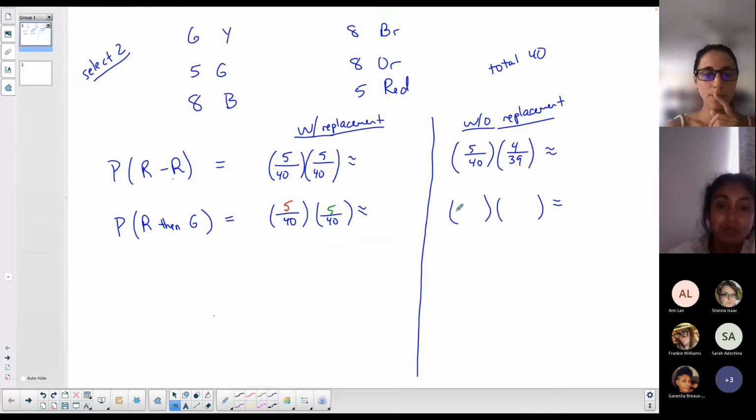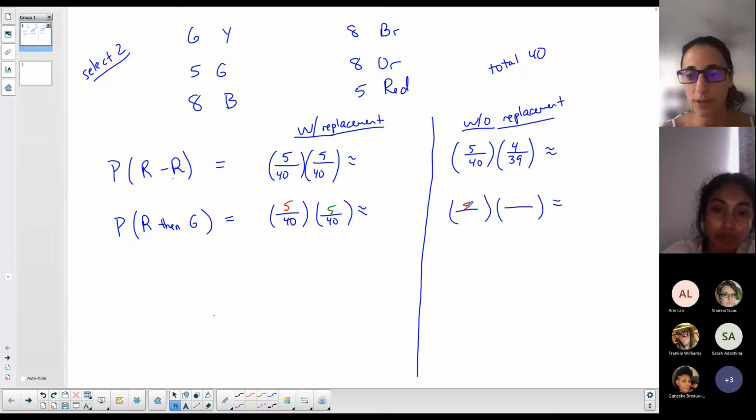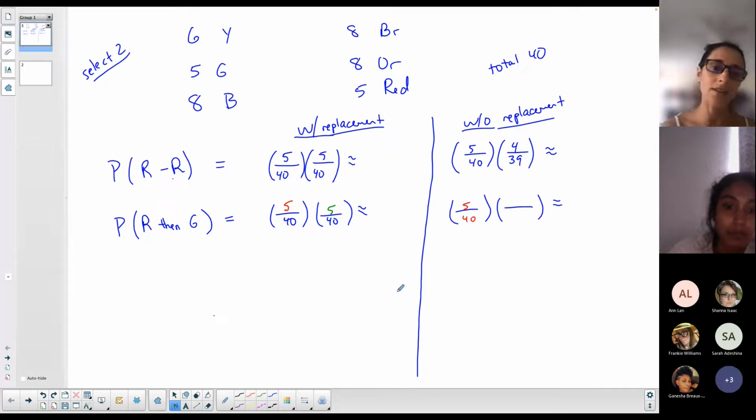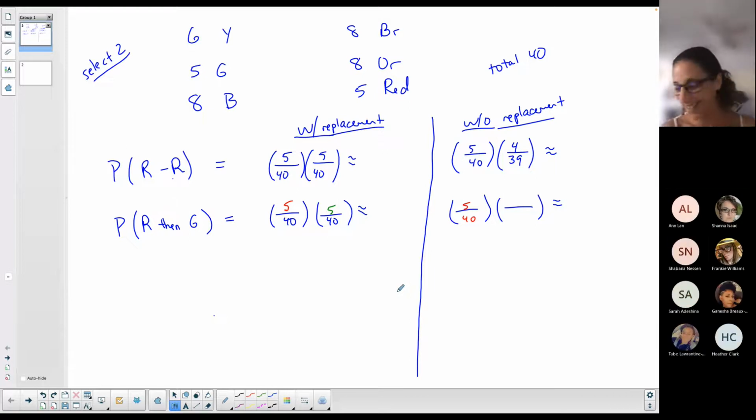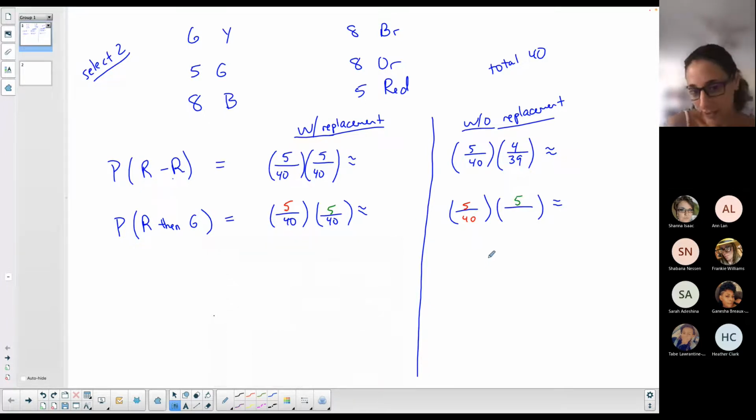Okay, let's go to without replacement. For my first selection, without replacement, I want red. So we already know 5 out of 40. We talked about that. But now my second selection, I want to be green, and I ate the red. So what's the probability that on my second selection, I get a green if I ate the red first? It would be 5 out of 39. Yes. Make sure this is green. 5 green still, because I didn't eat any green. I ate a red, but 39 total because I ate one of the total 40.